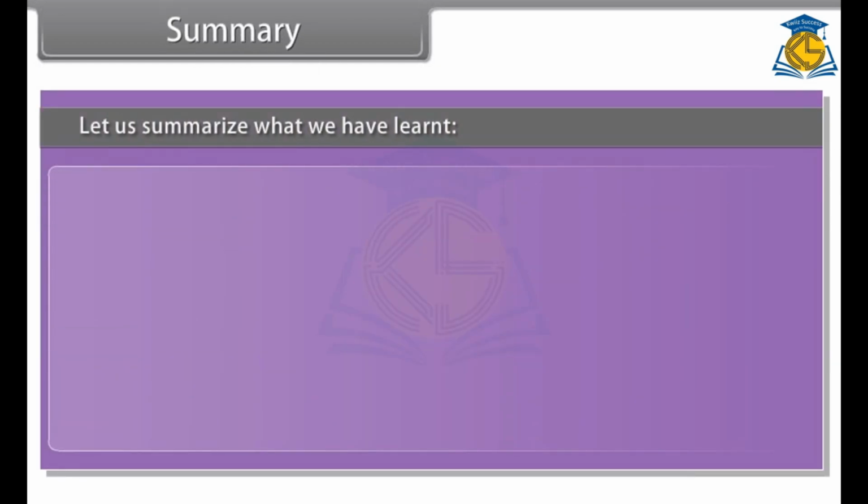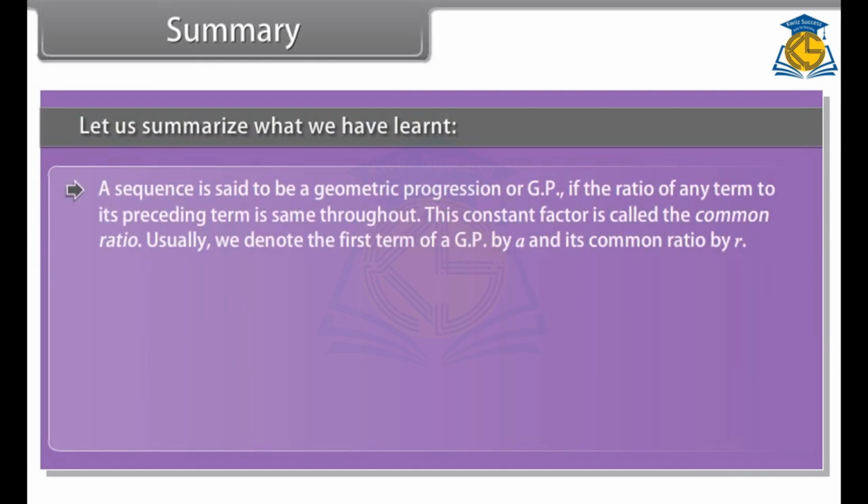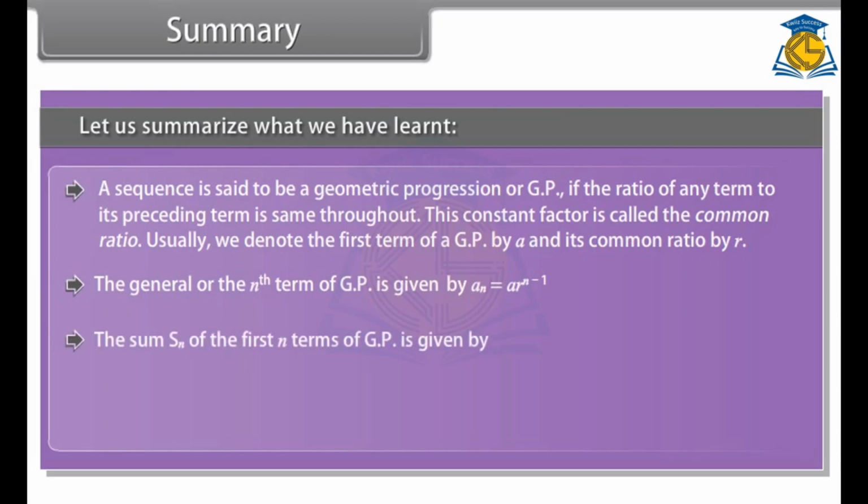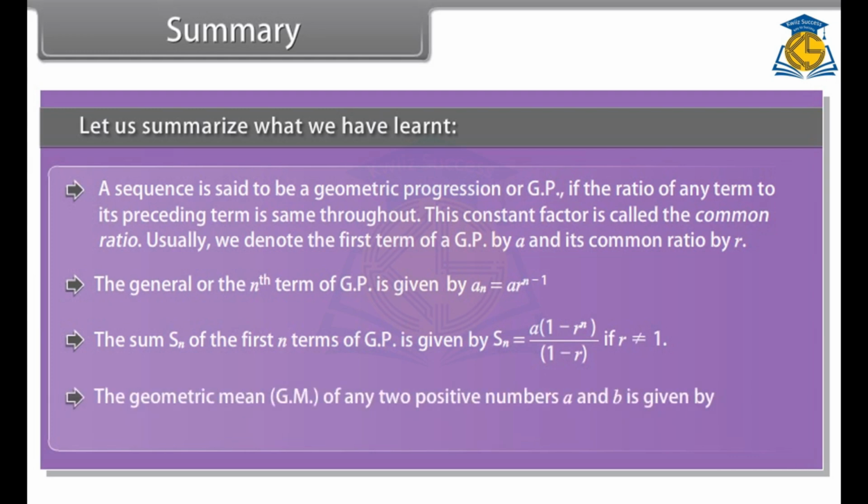Summary. Let us summarize what we have learnt. A sequence is said to be a geometric progression or GP if the ratio of any term to its preceding term is the same throughout. This constant factor is called the common ratio. Usually we denote the first term of a GP by A and its common ratio by R. The general or nth term of GP is given by, the sum Sn of the first n terms of GP is given by, the geometric mean of any two positive numbers A and B is given by, that is, the sequence A, G, B is GP.